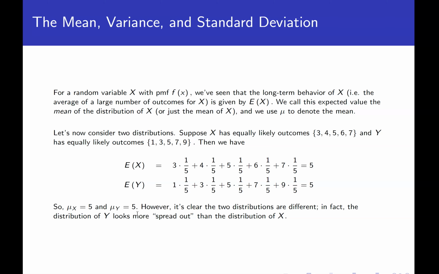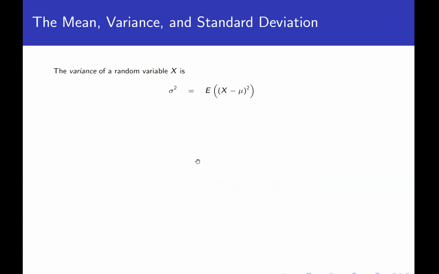So notice that for these distributions, we have the same mean and what looks like the same PMF, right? They were equally likely. However, it's clear that the two distributions really are different. If we look at the numbers, the distribution for x is certainly more bunched around 5 than y is. We've got more spread in y than we do in x. So what we want is some sort of measure that helps talk about the spread of a distribution. And that's where the variance comes in.